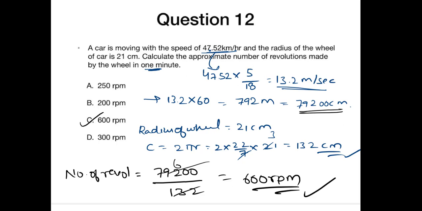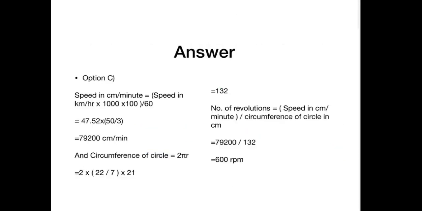First we need to change it into meters per second, and then we need to see whether they're asking for 1 minute or 1 hour, or what exactly they're asking. They asked for 1 minute, so we did it with 1 minute, that is again into 60. Then meters are changed to centimeters, and the radius of the wheel is 21 centimeters, and then we find the number of revolutions. So this is how we see it in the scriptural way. The answer comes in a similar way.